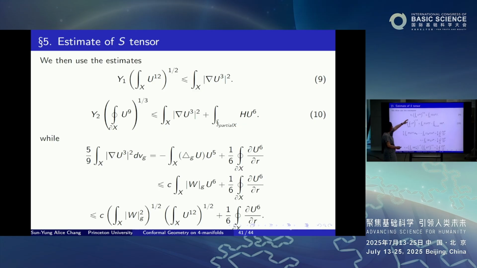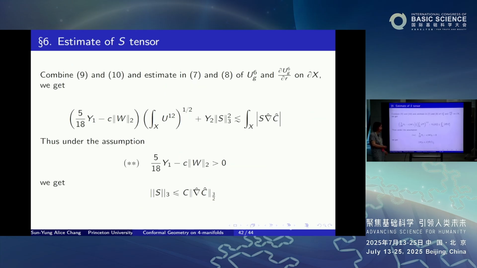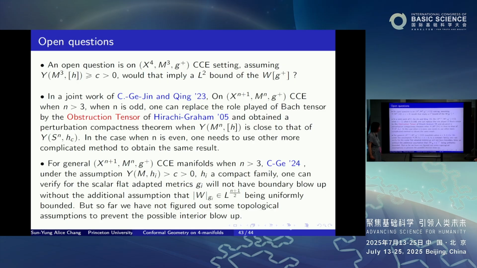We have this Y1 and Y2. Y1 is the Yamabe constant with normalized volume. Y2 is the Yamabe constant with normalized surface area. And we get global control of Y1 and Y2, both in terms of Y. And from there, we get an S estimate. So I'm sorry I ran out of time.